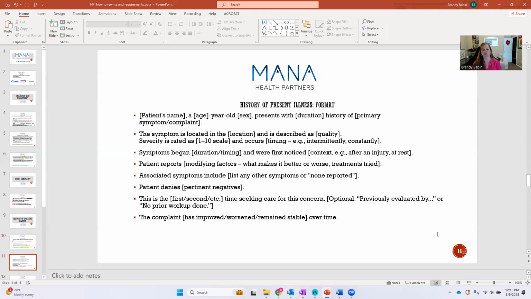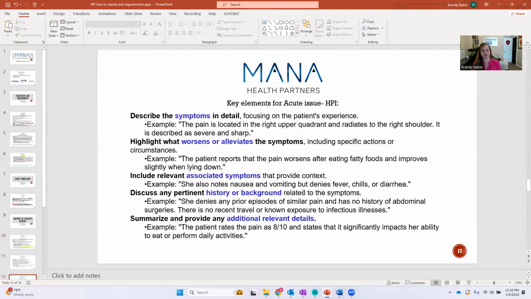So if you don't know the format of what goes into an HPI, here's just a blank template that you can utilize. You can copy this from the PowerPoint that I send you, but if it looks familiar, it might be similar to old CARTS. We're all familiar with onset, location, duration, characteristics. This is what this template is referring to.